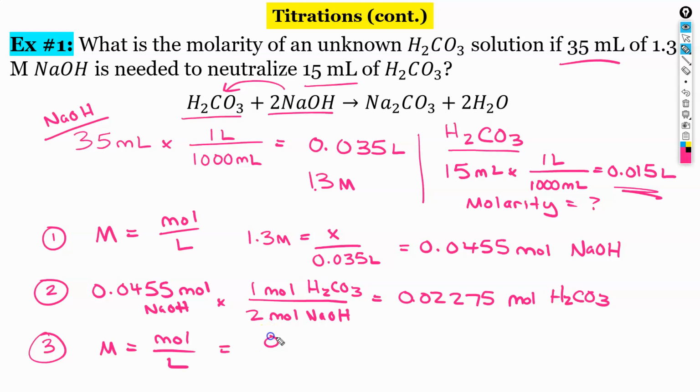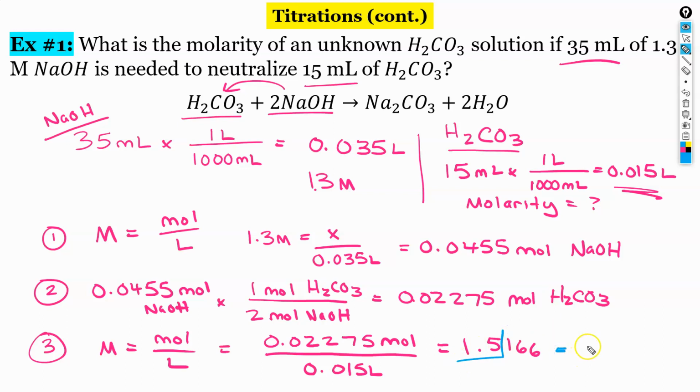So our moles are 0.02275. And our volume that we found at the beginning in liters, 0.015 liters. So we get 1.5166, and all of the numbers in our question are in 2 sig figs. So when we get our final answer here, it's going to be 1.5 molar. So the concentration of our H2CO3, 1.5 molar.